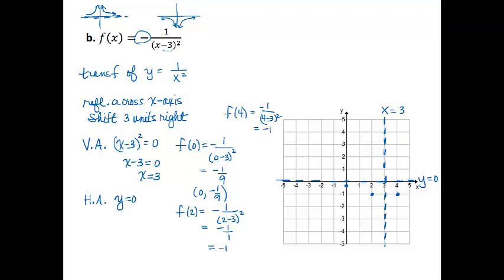And we know the function is asymptotic to this horizontal line, y equals 0, and to this vertical line, so it's going to hug those lines as we approach them.